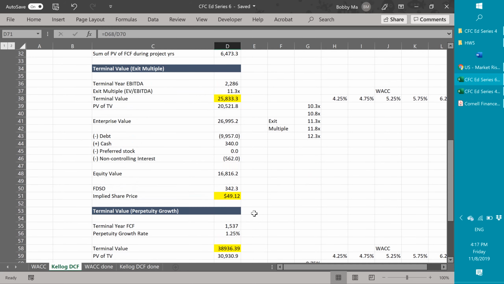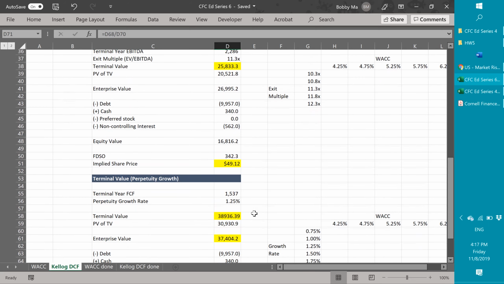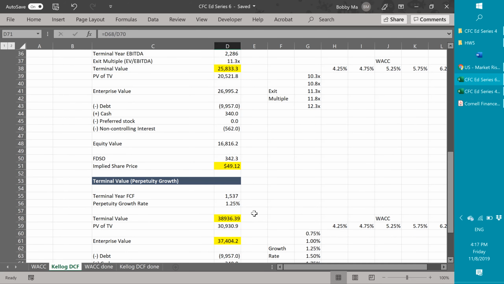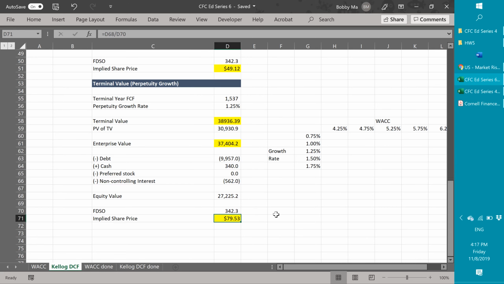And again, there's a huge difference here. Probably because our assumptions are absolute garbage, because we just did everything as percent of revenue and we didn't spend that much time thinking about it, which is why we have such a large difference here. But the actual price right now is around $64. So we are around 15 above for our perpetuity growth and we're around 15 below for our exit multiple. So I guess we're kind of accurate, except not really, because we have such large differences, and that's okay.